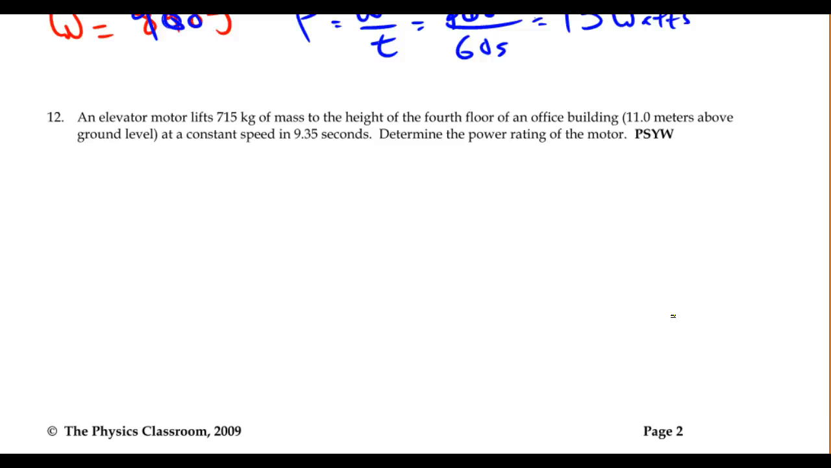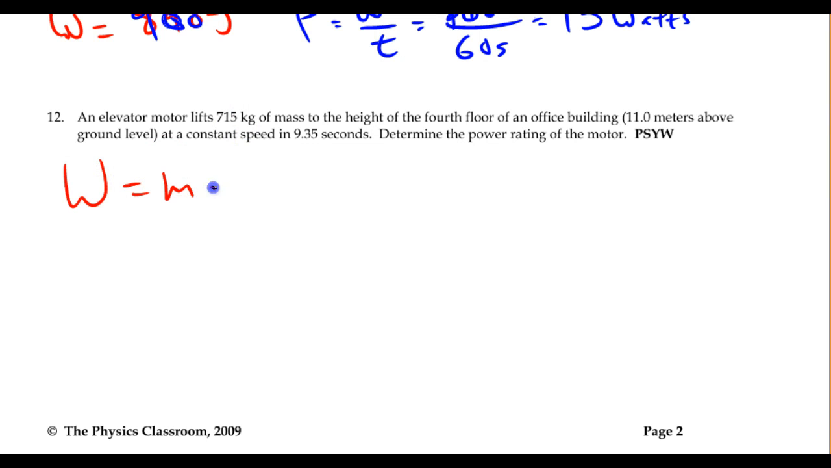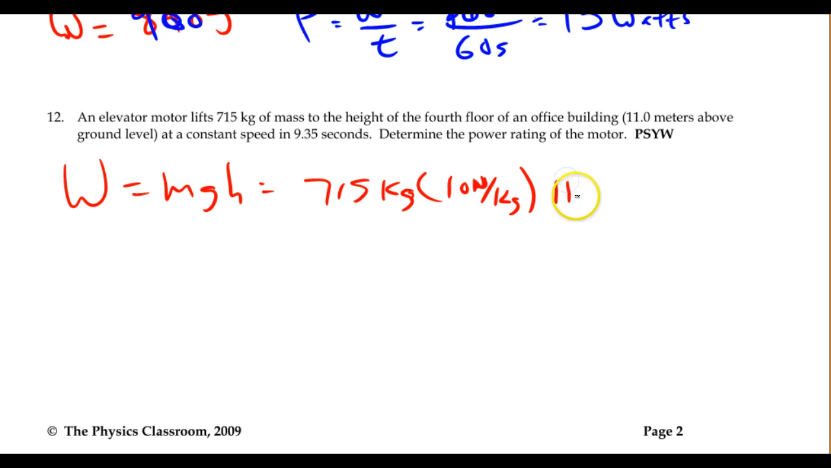We talked about an elevator in Guidesheet 1. Elevators are classic examples because they lift things again, so it's easy to figure out the work done. Since they're lifting, the work done is going to be MGH. It's 715 kilograms worth of mass. It could be the elevator plus people, it could be just the elevator, whatever it is. Again, G is going to be 10 newtons per kilogram. And we're going to lift it to a height of 11 meters above where we started. Again, we're assuming we're going straight up, and that the force, the tension in this case pulling us up, is also going to act in the same direction.